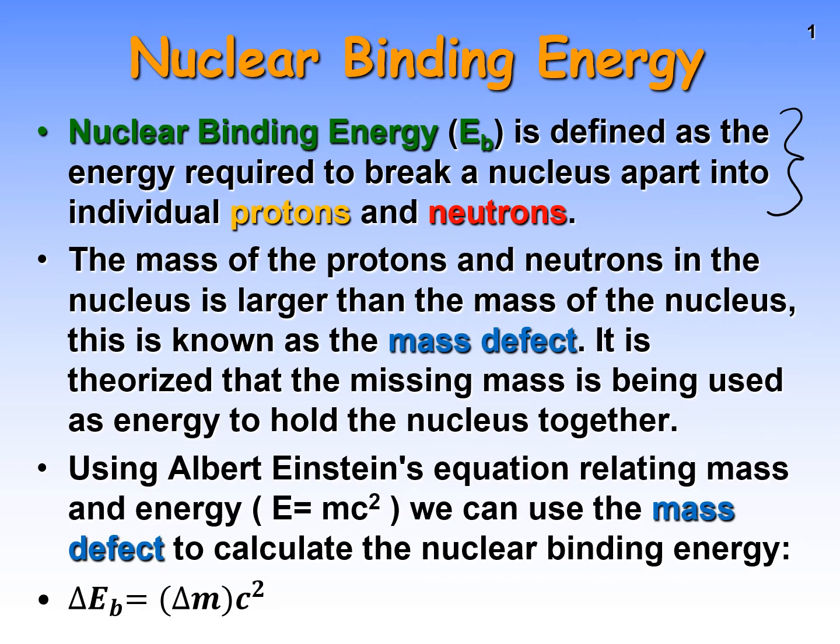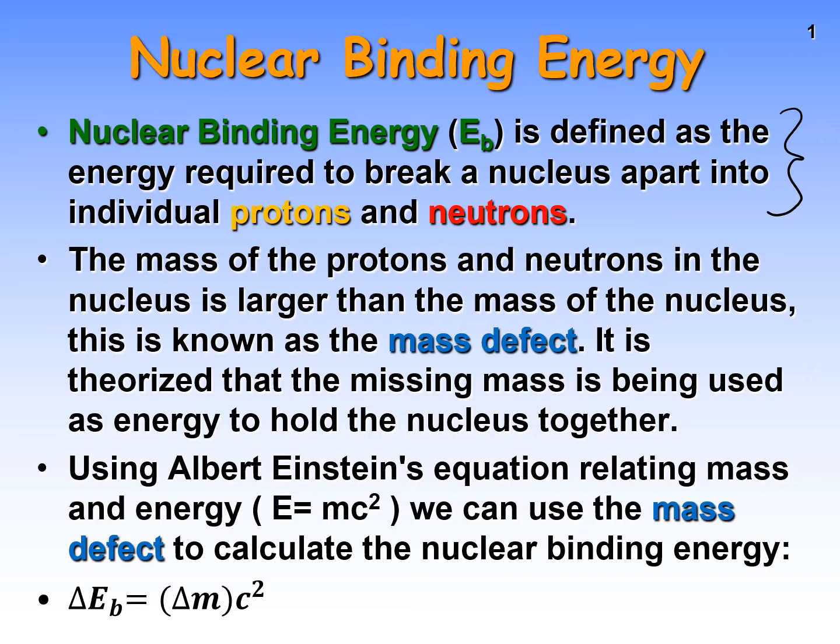So for instance, if I have a lithium atom, we're going to do a problem with lithium in the next slide, that is lithium-6. That means it has 3 protons and 3 neutrons. If I added up the individual masses of all those protons and neutrons, I would get a larger number than the actual mass of one lithium-6 nucleus.